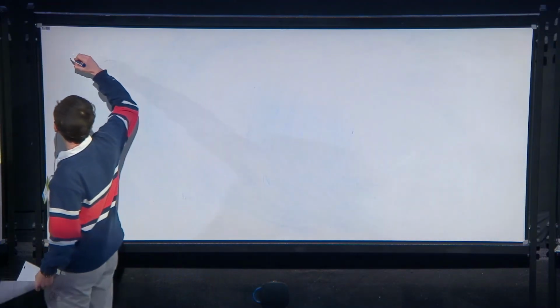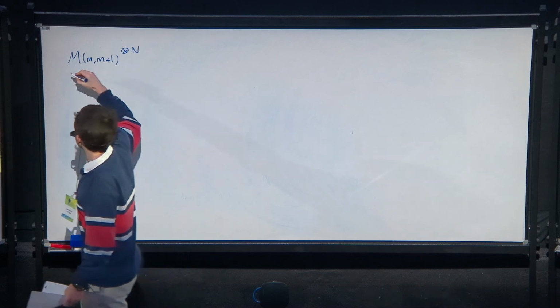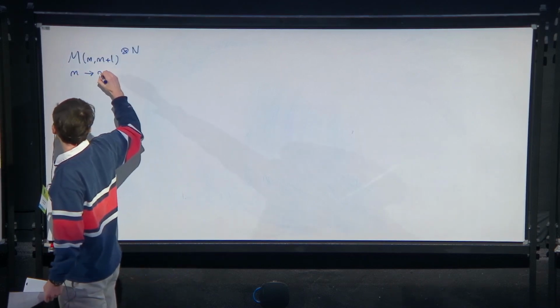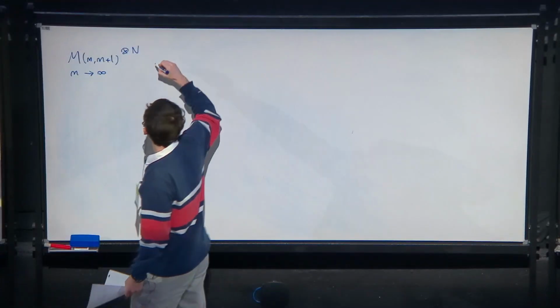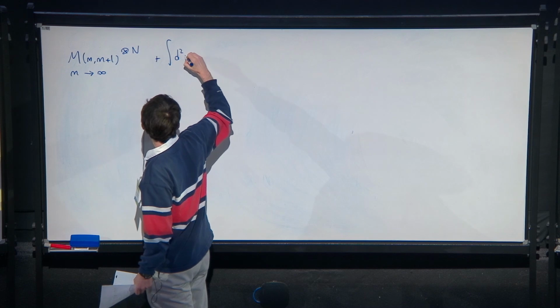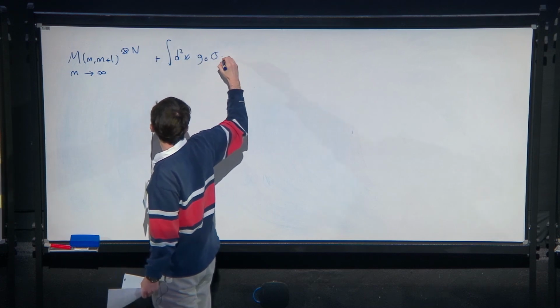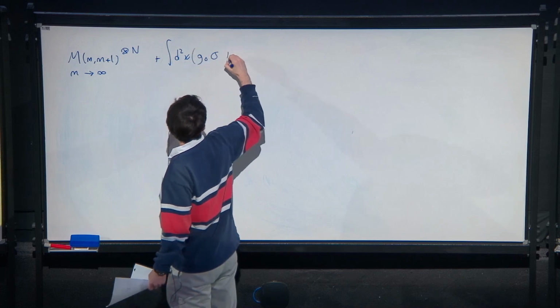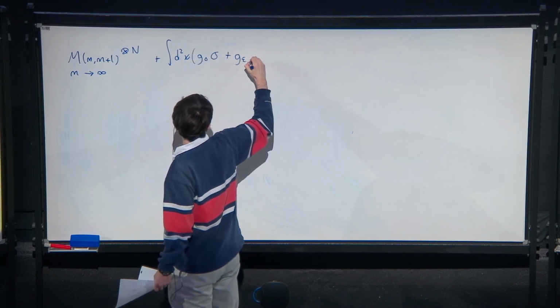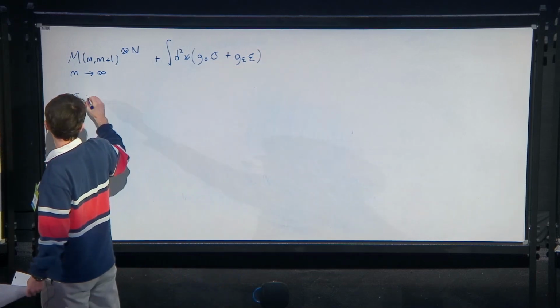So let's write down what we actually did. We took n copies of the mth minimal model, where we should think of m as being large if we want this model to be perturbative. And then we added an interaction which couples them, called sigma, along with an interaction which is needed for consistency, called epsilon. And they have these definitions.